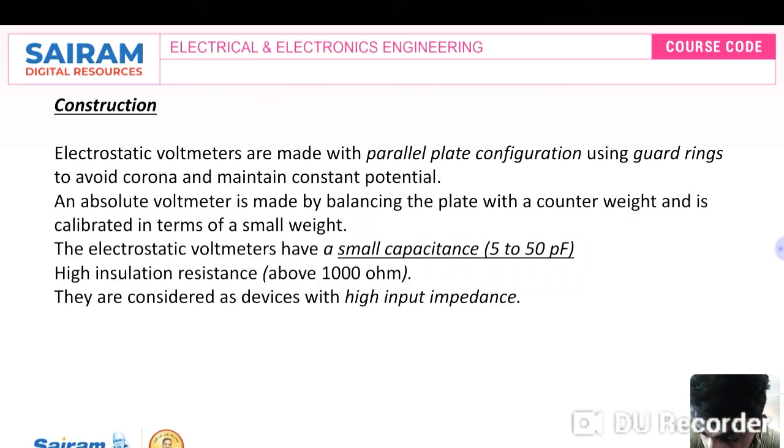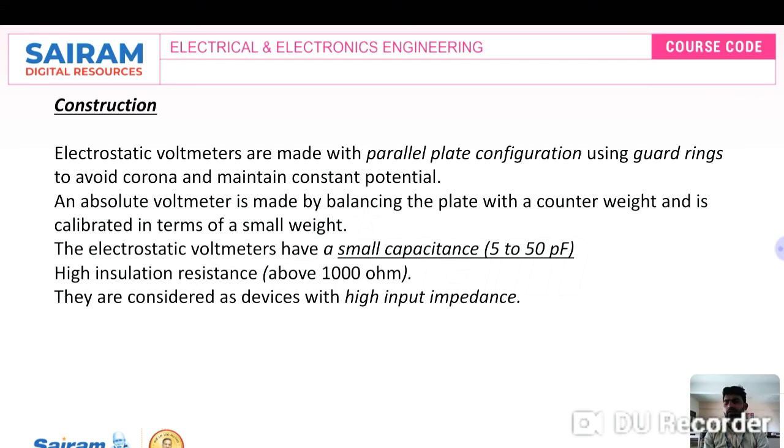So the construction of the previous diagram: electrostatic voltmeters are made of a parallel plate configuration, which uses guard rings. Guard rings are there to avoid any fast moving electrostatic charges, to avoid corona, and to maintain a constant potential. An absolute voltmeter is made up of a balancing plate with a counterweight calibrated in terms of small weight. So a counterweight will be there, a small weight will be there.